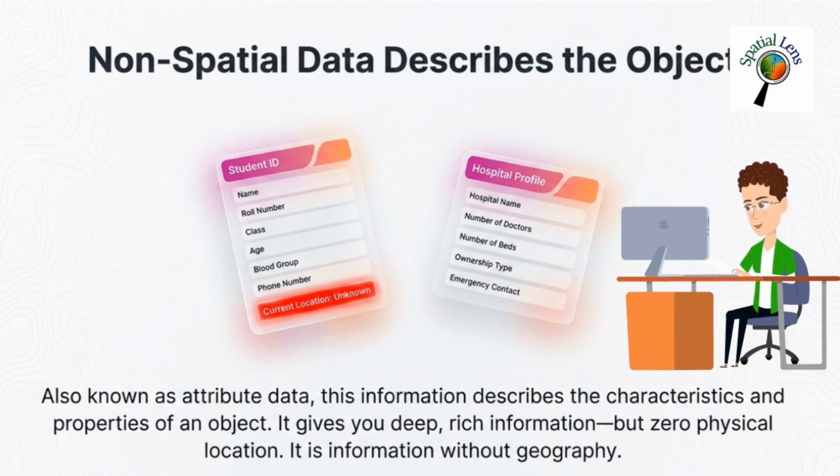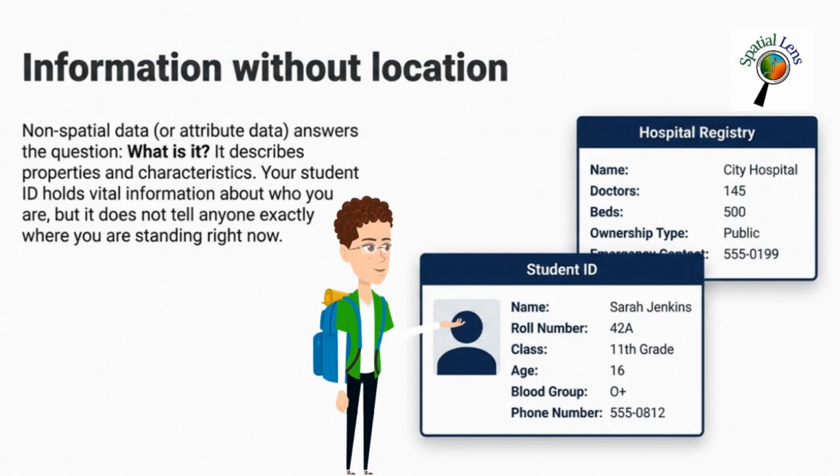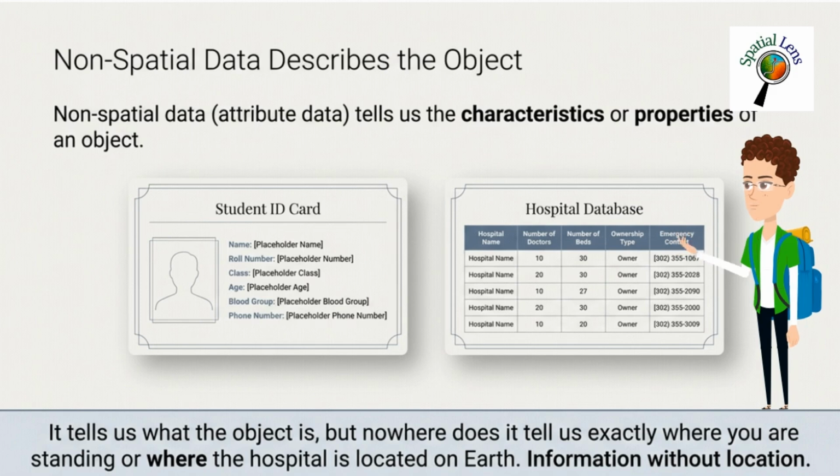Non-spatial data, also called attribute data, describes the characteristics or properties of an object, but it does not tell us where that object is located. Think about your school ID card. It contains your name, roll number, class, age, blood group, and phone number. All this information describes you, but nowhere does it tell someone exactly where you are standing right now. That is non-spatial data. Information without location.